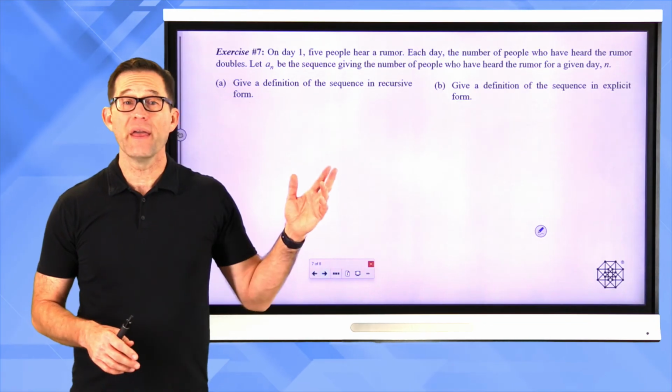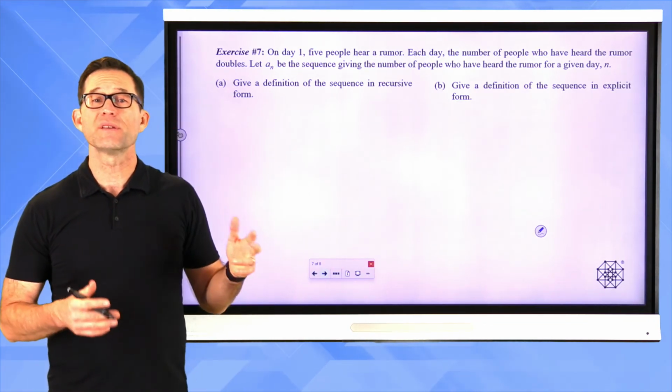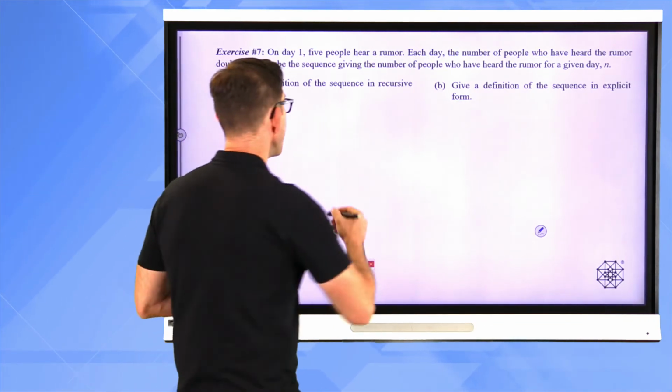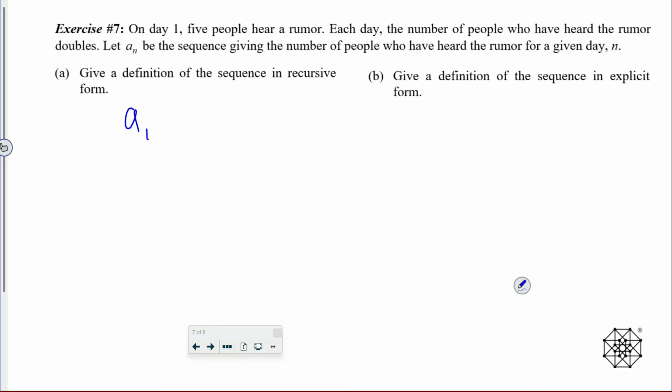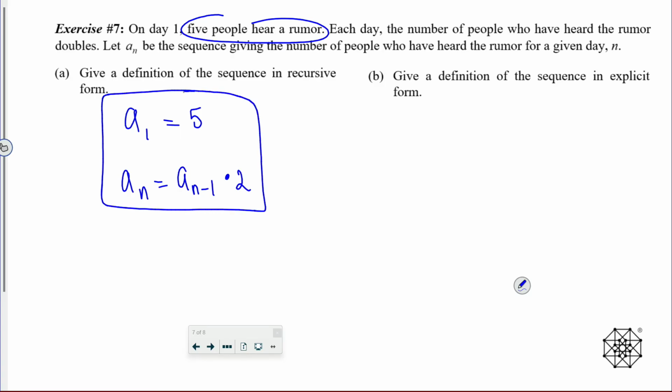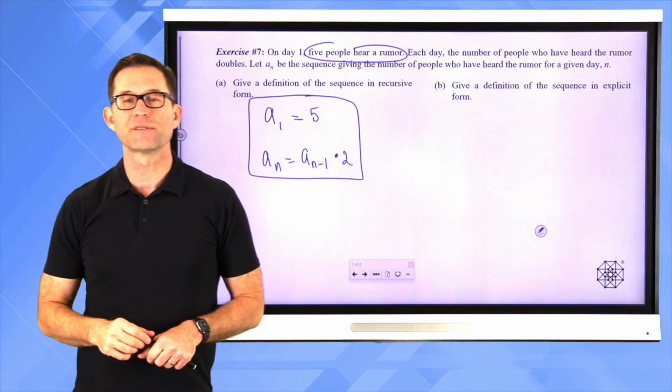All right, well, A is pretty easy, right? A sequence in recursive form, well, on the first day, a1, 5 people have heard the rumor, right? Now, every day, the number of people who have heard the rumor simply doubles from the day before. And therefore, that is our recursive definition for this sequence.